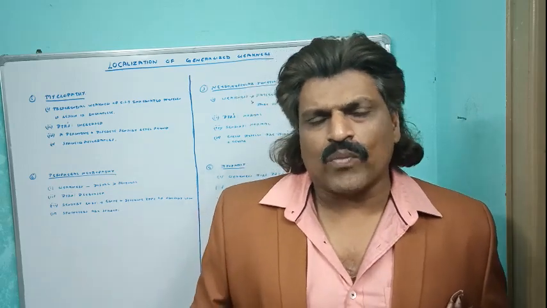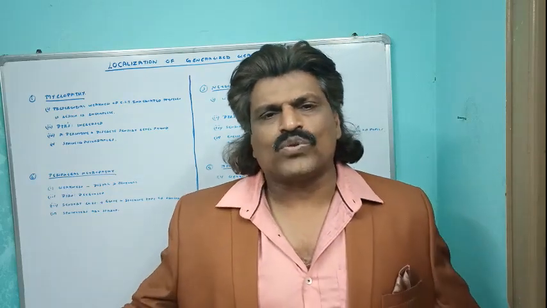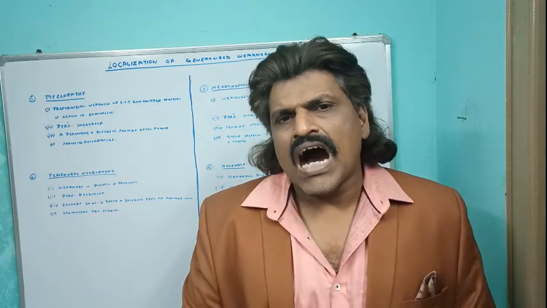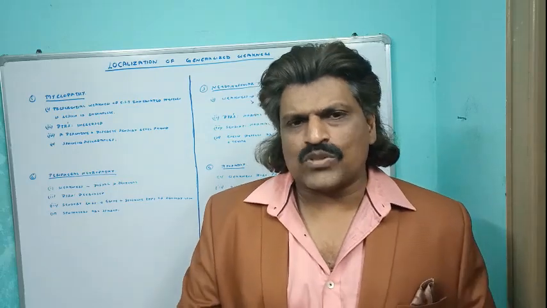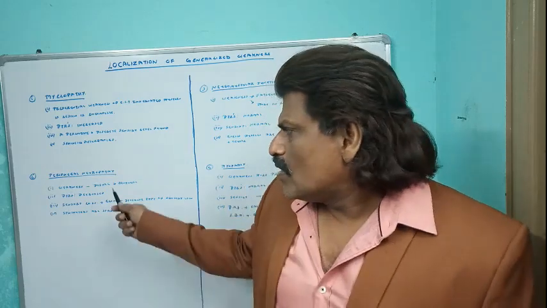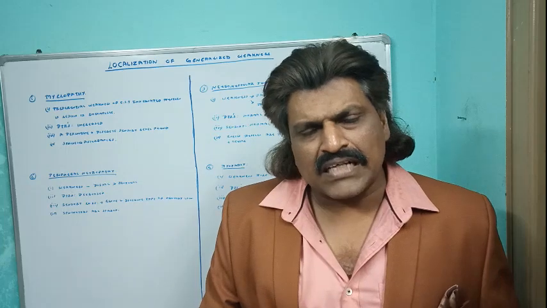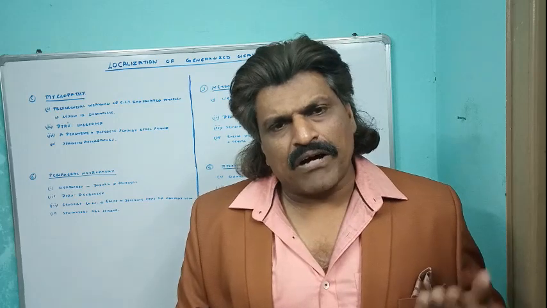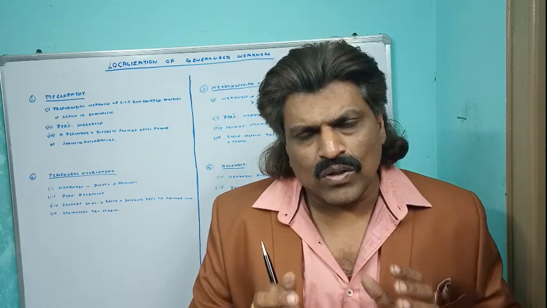Today we are going to talk about a very interesting topic, the localization of generalized weakness. If a person presents with generalized weakness, how are we going to localize it? When a person presents with generalized weakness, the lesion could be at the level of the spinal cord, or it could be at the level of the peripheral nerve, or it could be at the level of the neuromuscular junction, and finally muscle. So spinal cord, peripheral nerve, neuromuscular junction, or muscle can be involved. So how are we going to localize it?